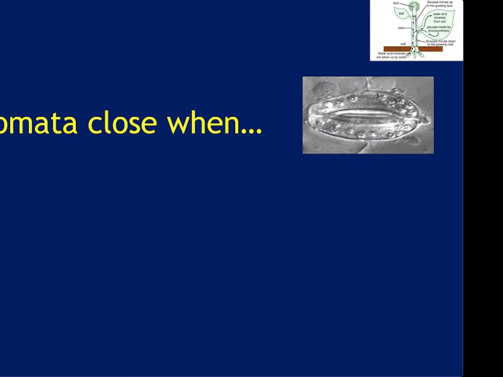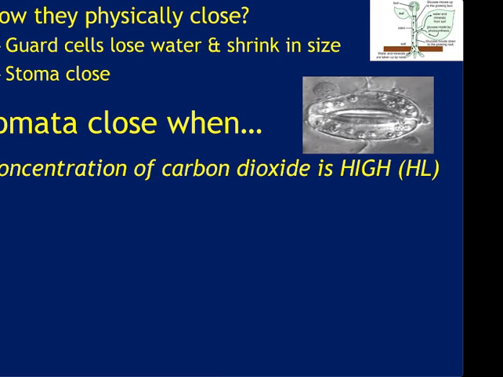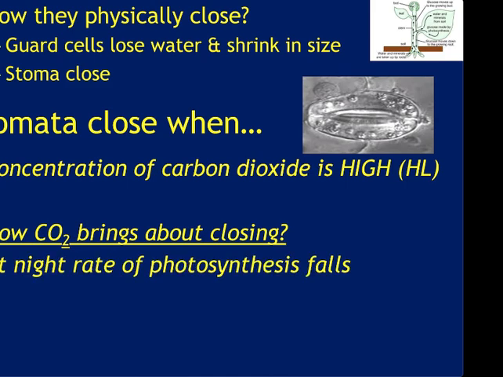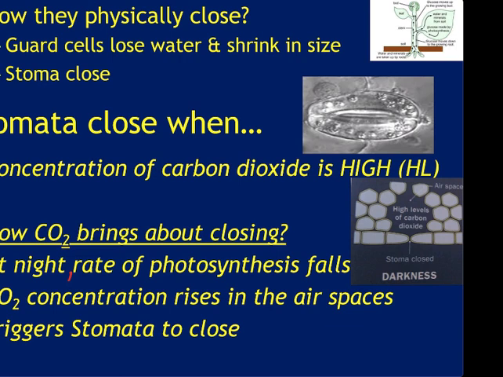Similarly, in terms of stomata closing, how do they physically close? Well, the guard cells lose water and shrink in size, and your stoma will close. And they will close when your concentration of carbon dioxide is high. So what has to happen in your air spaces for carbon dioxide to be high? There has to be no photosynthesis happening, and that's going to be at night. There's no light, so there's going to be no photosynthesis. You now have high levels of carbon dioxide in your stoma, and your stoma will close.